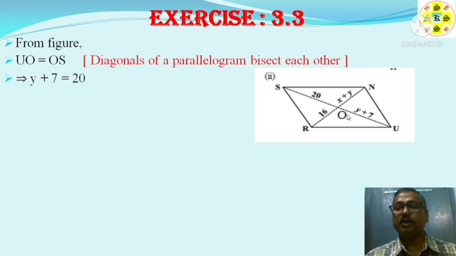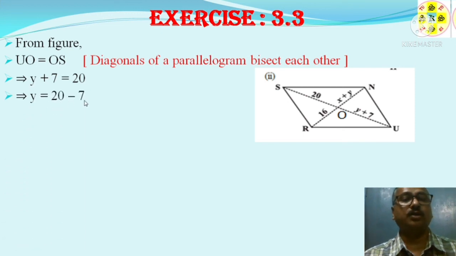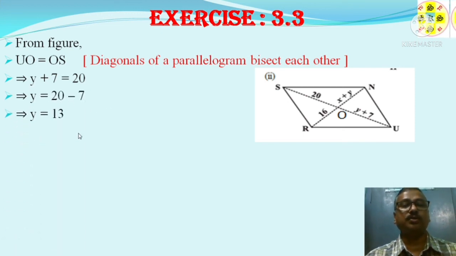Now see here, UO is the term containing variables, so it is better to write it on the left side. So y plus 7 equal to 20. So y equal to 20 minus 7, so y equal to 13. That is, the value of y is 13. Now, since there are two unknowns in x plus y, it is better to find this first. After that, proceed for this one.